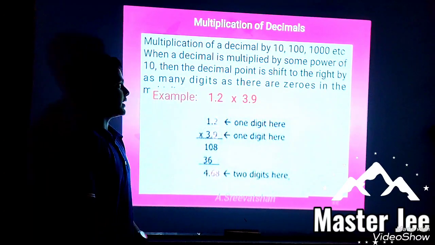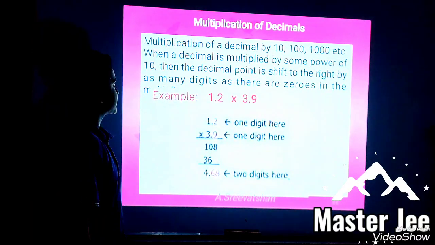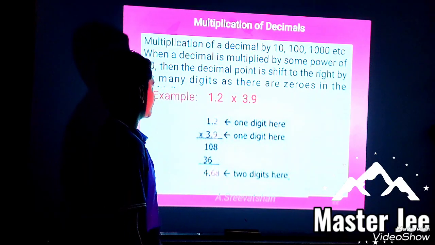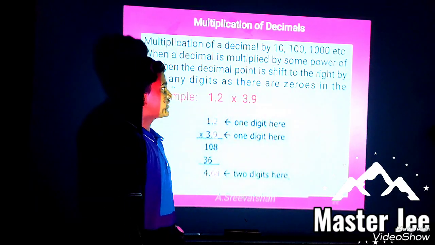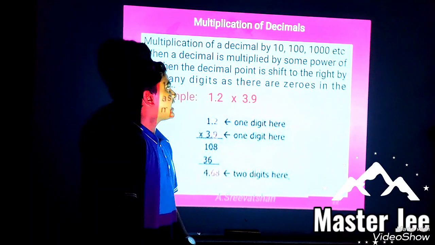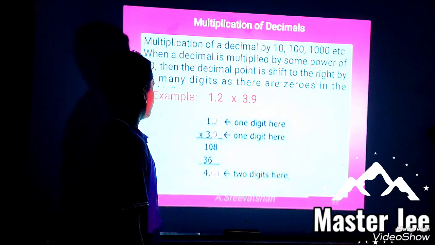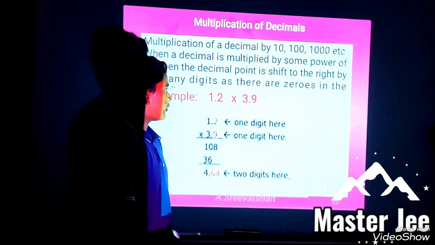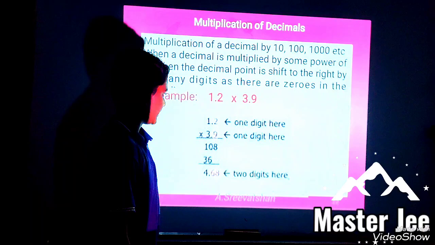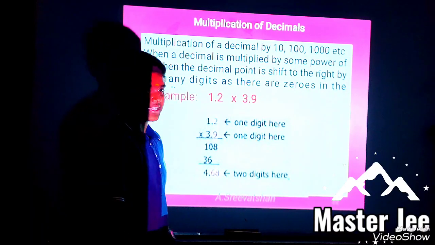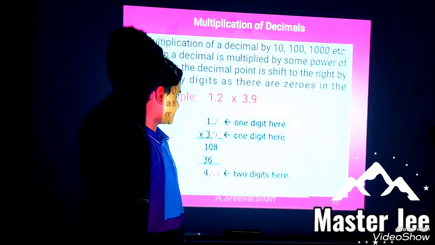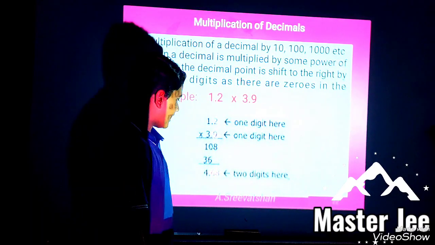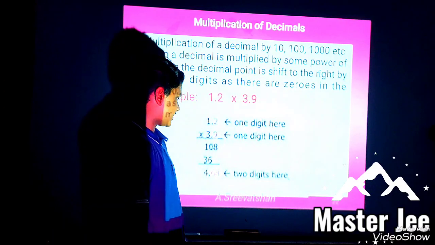Multiplication of a decimal by 10, 100, 1000, etc. When a decimal is multiplied by some power of 10, then the decimal point is shifted to the right by as many digits as there are zeros in the number. Example, 1.2 into 3.9. Here both contain one digit after the decimal point. Now proceed with the multiplication. Now the answer contains 2 digits after the decimal point.